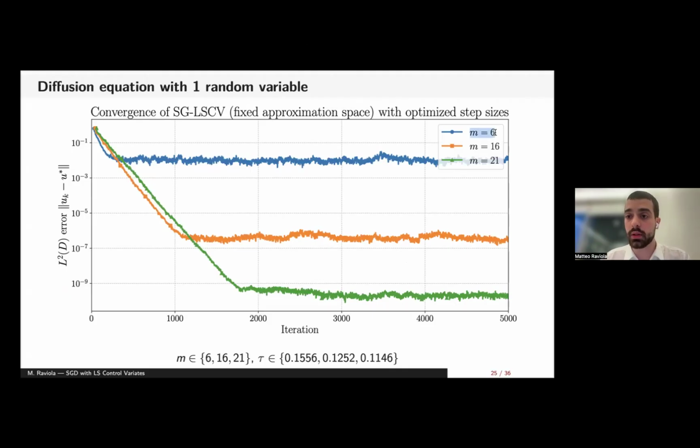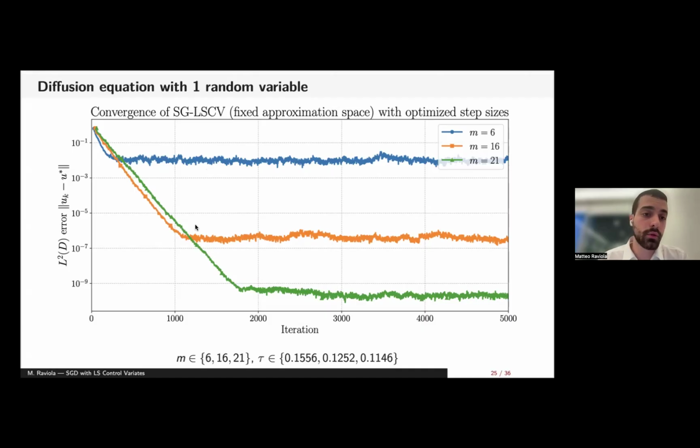So if we have a small approximation space, m equals 6, we have fast convergence, and then we have stagnation at a high error, because we're approximating our gradient with just 6 polynomials. Then if we increase the size of the polynomial space, we reduce the convergence speed at the beginning, but then we stagnate much lower, and so on. This is exactly the picture that I showed you. This is exactly the picture that our theorem predicts.